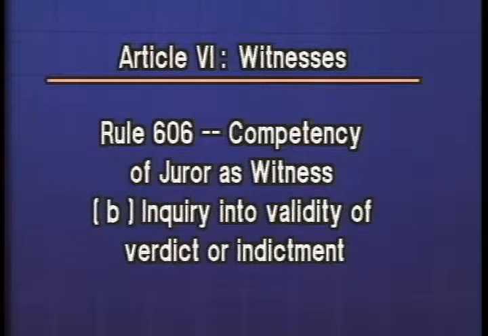Now, there are some other problems associated with the 606 competency of a juror to testify, however. 606(b) says that a juror is not competent to testify as to matters which took place during the course of the jury's deliberation. This is a projection of the concept that a jury should not be able to impeach its own verdict. And consequently, 606(b) says that a juror is just not competent to testify as to who said what during the proceedings or how they went about resolving or reaching a verdict in the jury room.